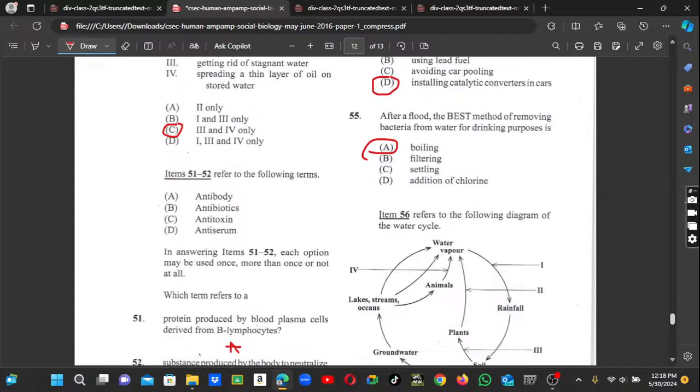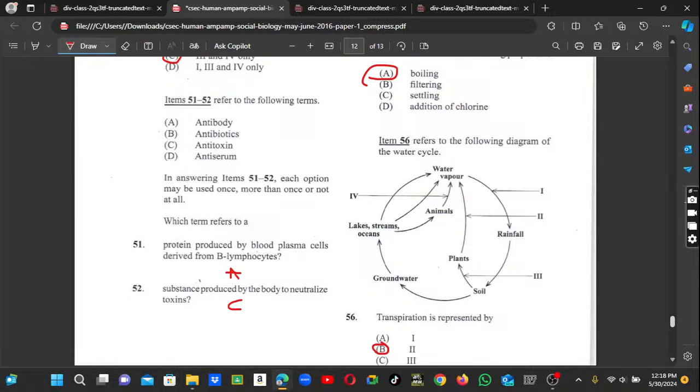Alright, moving along. So number 51 now. It says in answering 51 to 52, we're going to use these options above to complete the section. Number 51 says protein produced by blood plasma cells derived from the B lymphocyte. So the protein that derives from the B lymphocyte would be the antibody. Alright, good. So that would be A.